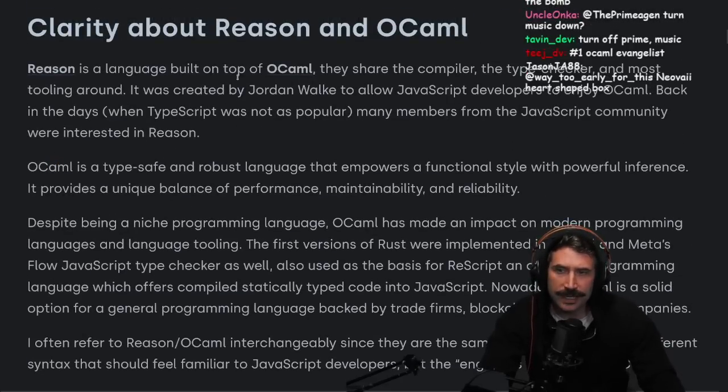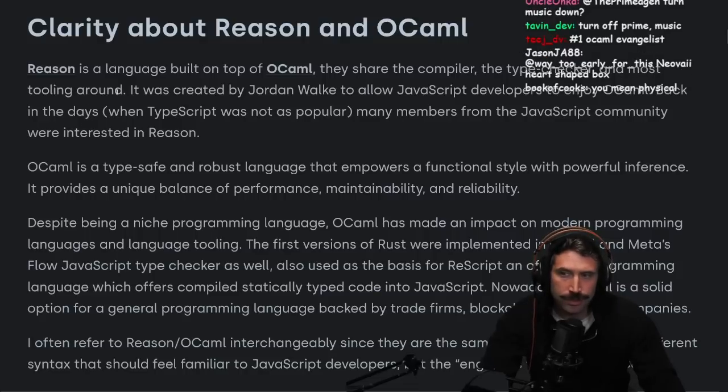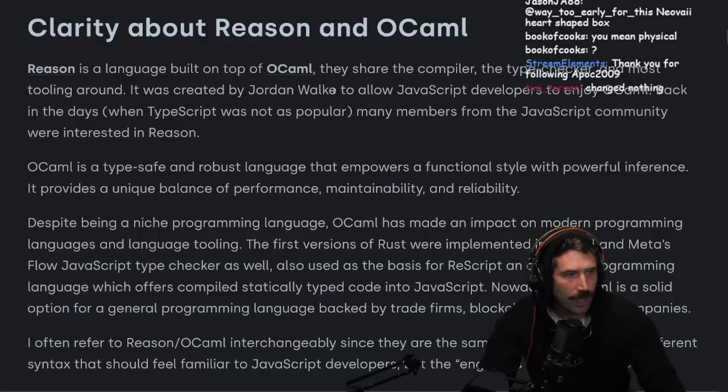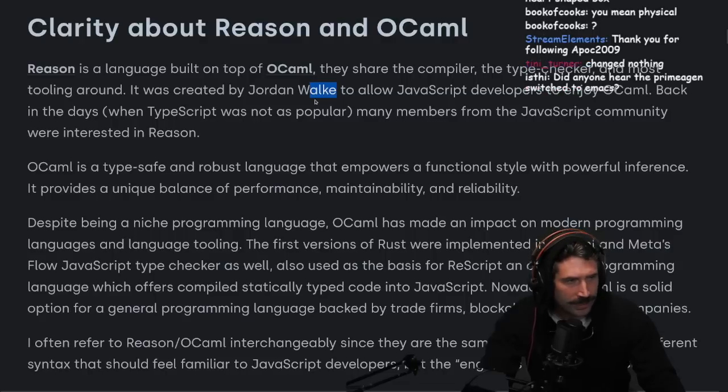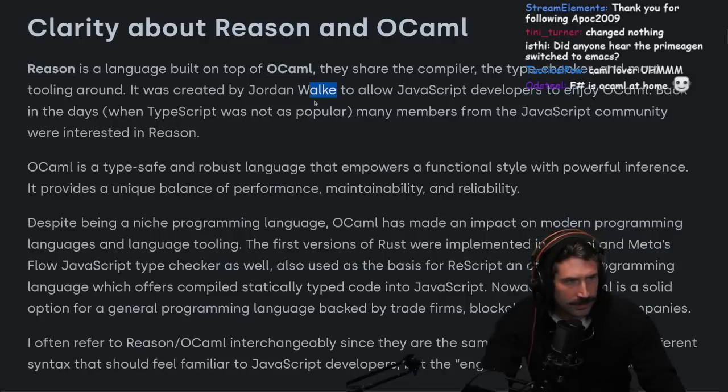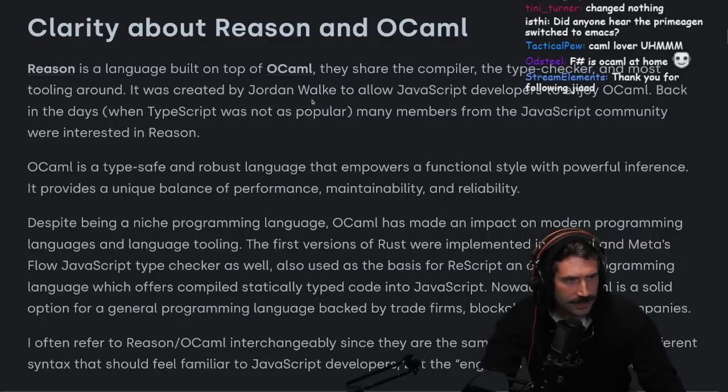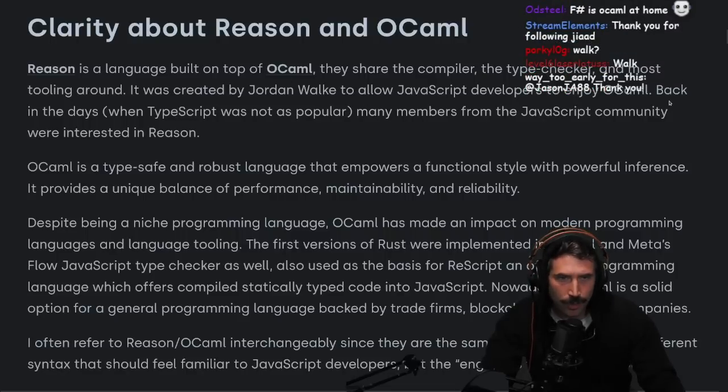Reason is a language built on top of Ocaml. They share the compiler, the type checker, and most tooling around. It was created by Jordan Walke. Am I saying that right? Anyways, to allow JavaScript developers to enjoy Ocaml.